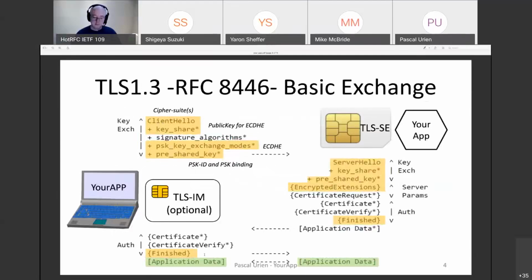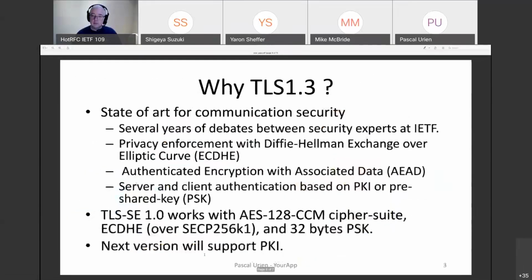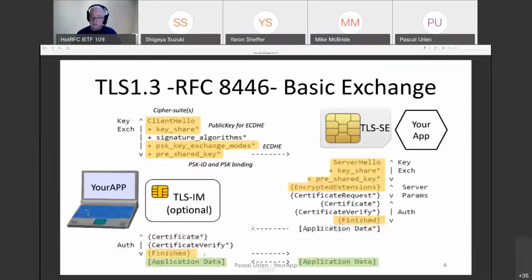This slide shows an application. Oh, sorry. Is it the next slide? Can you go before? Okay, so I am lost. Okay.